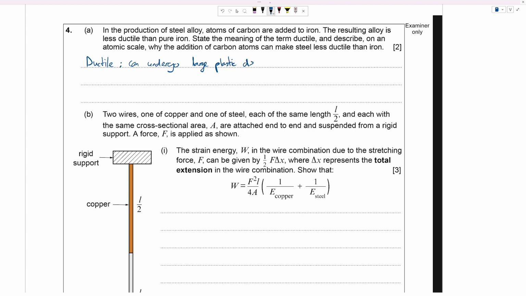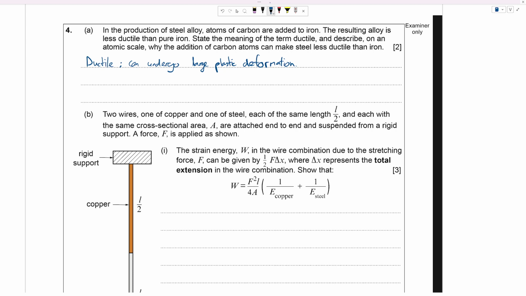You'll sometimes see it defined as able to be drawn into wires. I believe that traditionally was its definition. But if something is able to be drawn into a wire, it has to be able to undergo a large amount of plastic deformation.